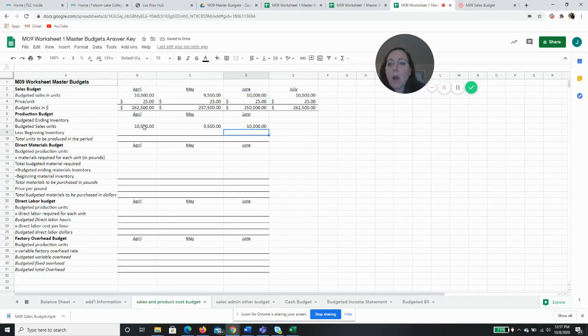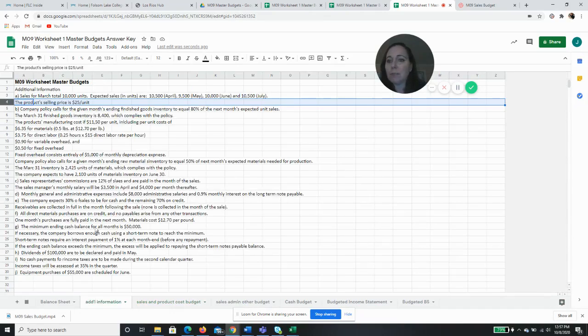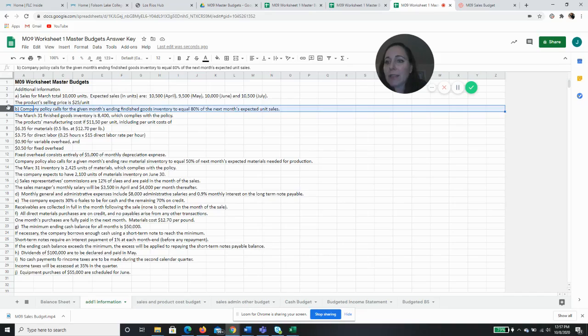Next, we want our budgeted ending inventory. So that's going to be a company policy. I'm not sure where to get that, and anytime I'm not sure, I'm going to go back to my additional information. And right here on line 5, it says our company's policy calls for the given month's ending finished goods inventory to equal 80% of next month's expected sales units.